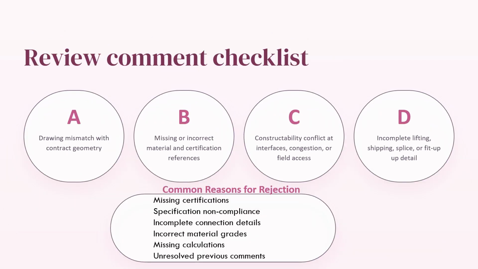While reviewing any shop drawing, you need to keep in mind that your shop drawing is matching with the contract geometry. You need to check if there is any missing or incorrect material and certification differences. You need to check constructability conflicts such as interference, congestion, or field access. You need to see if there is incomplete lifting, shipping, splice, or fit-up detail. Common reasons for rejection are missing certifications, specification non-compliance, incomplete connection details, incorrect material grades, missing calculations, and unresolved previous comments.